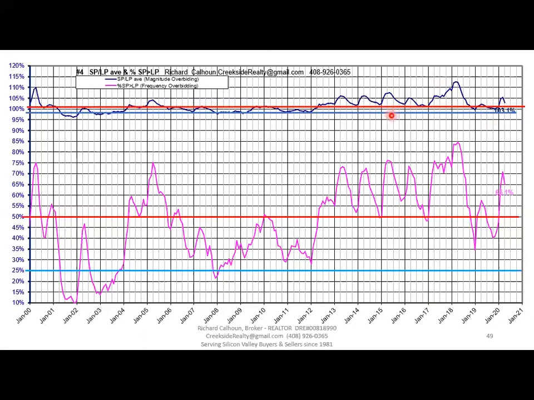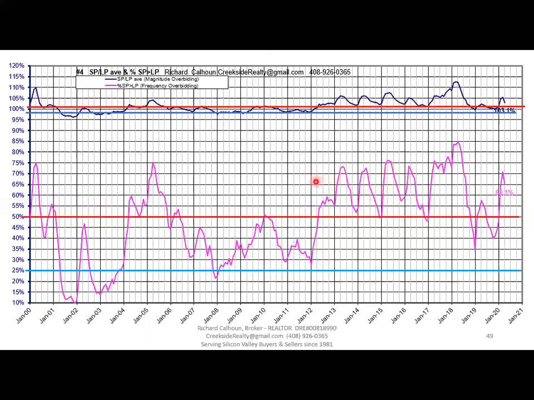Basically, between the blue and the red line is what I call a balanced market. When the data point, which is the darker blue line, goes below the light blue line, then you're in an ice cold market. When it's above the red line, like it is most of the time and currently still is, that's considered a red hot marketplace.